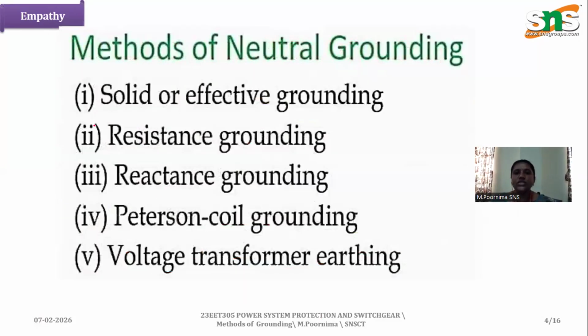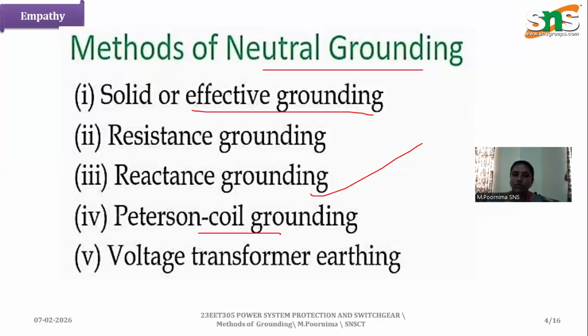Here come the methods of neutral grounding. We have solid and effective grounding, resistance grounding, reactance grounding, Peterson coil grounding, and voltage transformer grounding. These are the methods we are going to discuss.